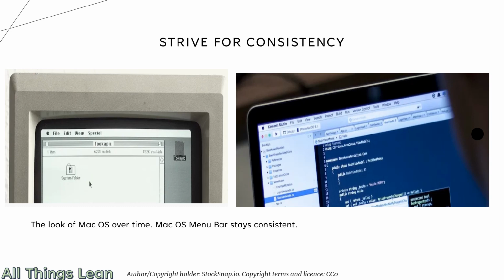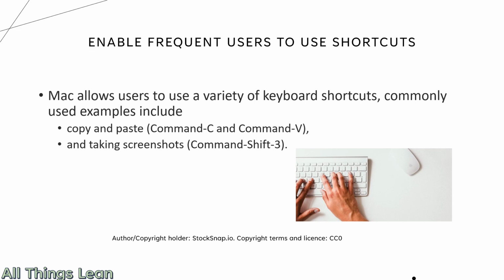First rule, strive for consistency. Consistency and perceived stability are woven into the design of Apple's Mac OS. The Mac OS menu bar is designed to contain consistent graphic elements regardless of whether it's a version from the 1980s or the 2020s.